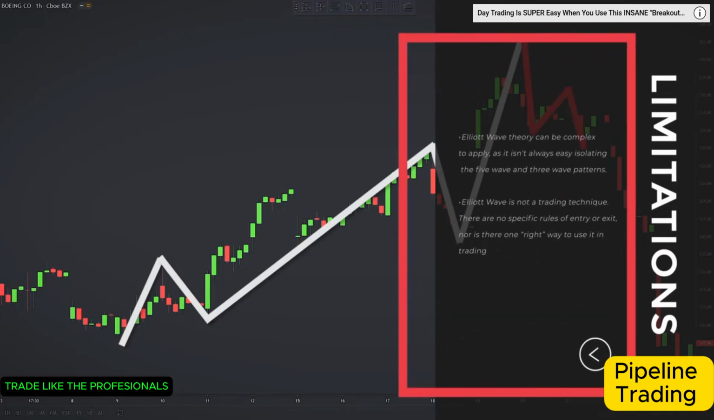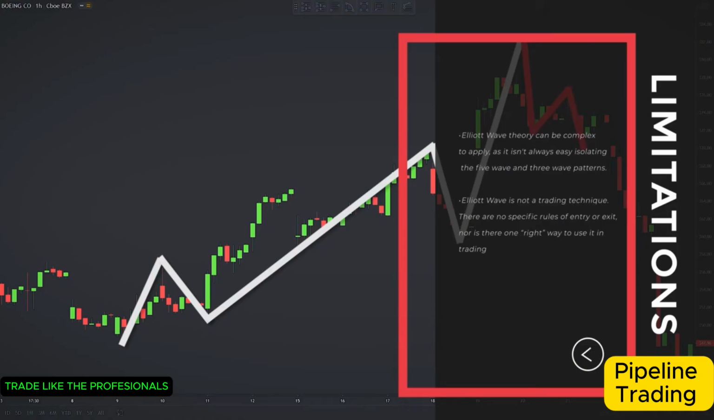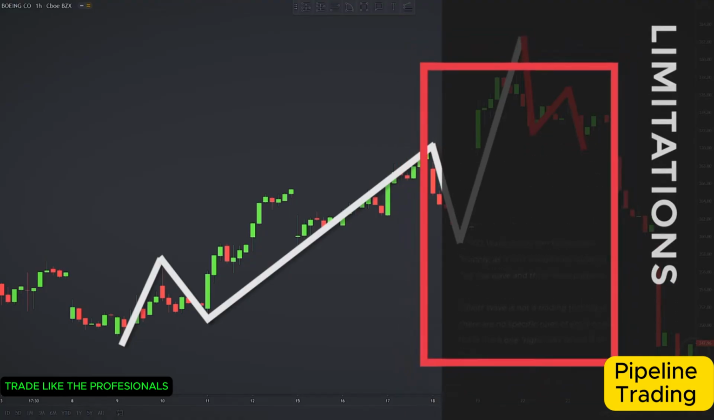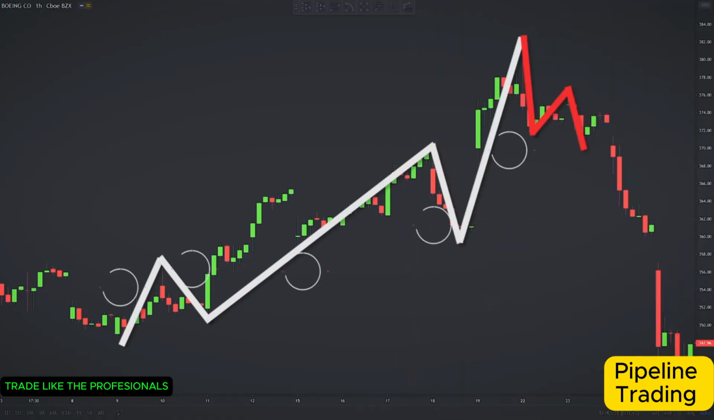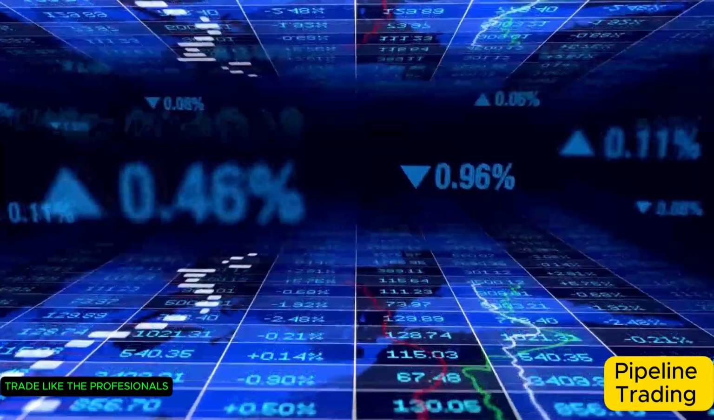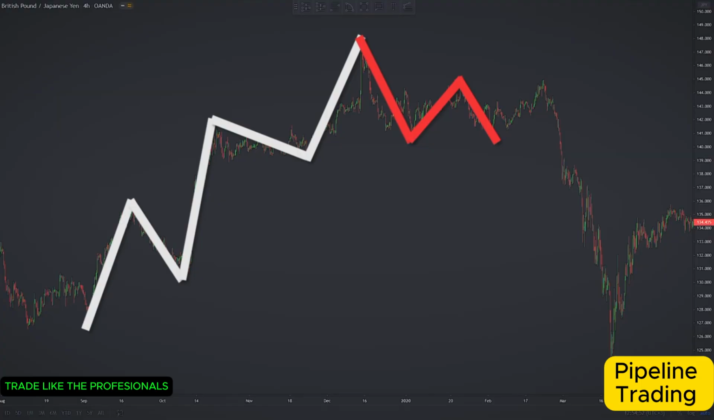Understanding these Elliott wave concepts will improve your analysis skills and improve your trade timing, but it's not without its own problems. As I've said before, the theory can be complex to apply, as it isn't always easy waiting for the 5-wave and the 3-wave patterns. Elliott wave is not a trading technique. There are no specific rules of entry or exit. There isn't one right way to use it in trading. As a result, the use of Elliott wave has been avoided by many traders due to the lack of understanding, but also because of the apparently subjective nature of how it may be applied. Nonetheless, there are many traders who have been successfully trading using the Elliott wave theory.